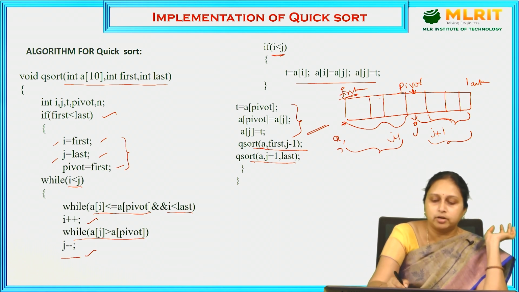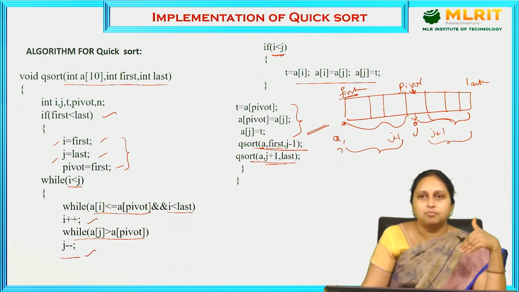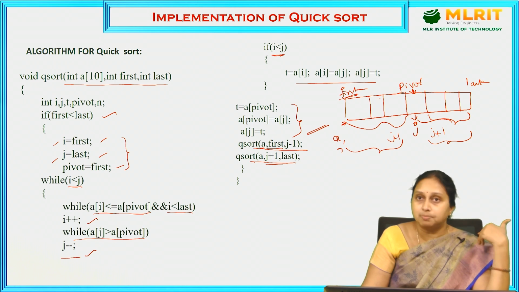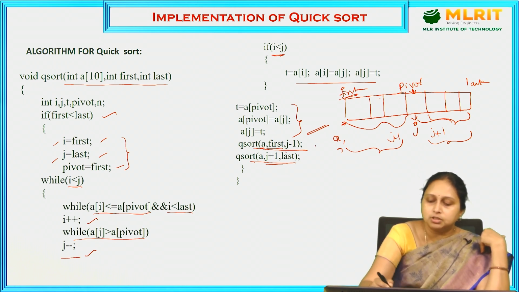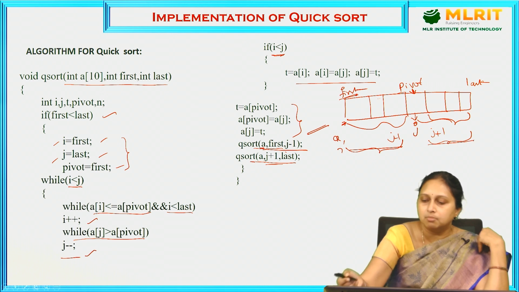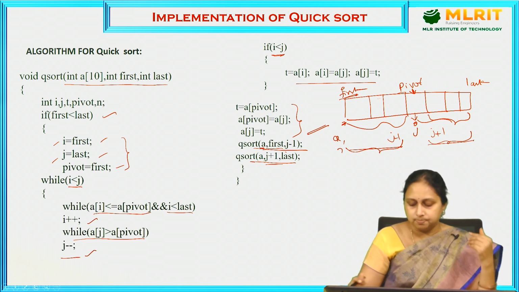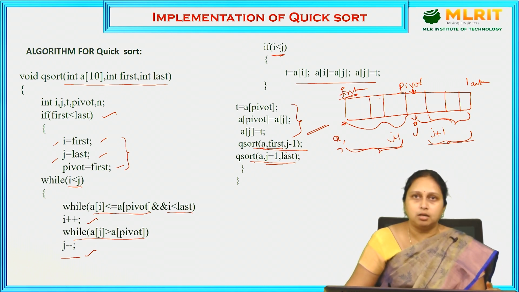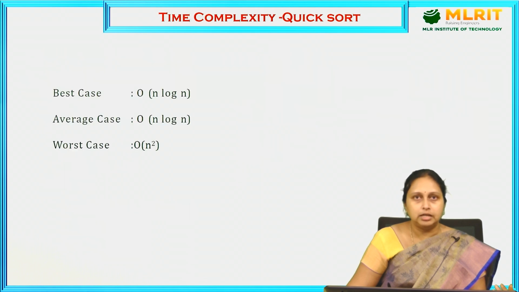Why? Because we are going to call these subfunctions, that is, functions separately. A, first, j minus 1 is the left sublist, and A, j plus 1, last is the right sublist. Okay. Based on this, you are able to sort using the algorithm.